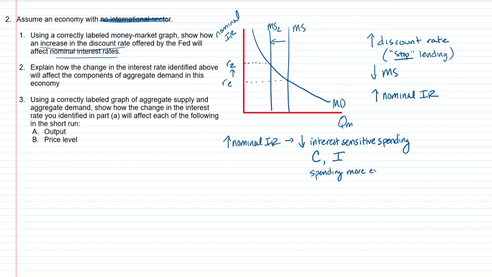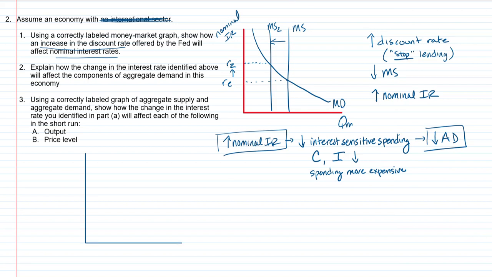And if spending is more expensive, then people will do less spending. So if C and I are decreasing, then we can say that those are components of aggregate demand, and the answer to number 2 is that aggregate demand will be decreasing because it has an inverse relationship with the nominal interest rate.